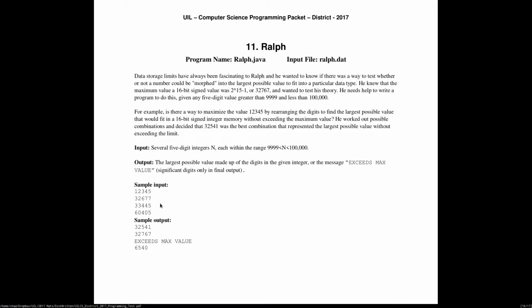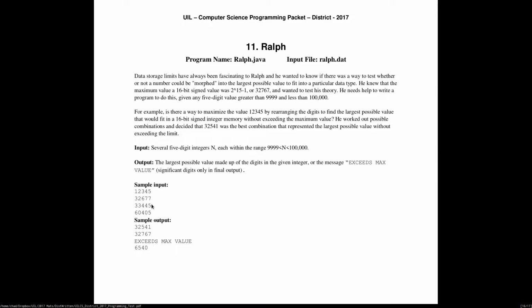But I think our idea is we want to look at this and find the largest value. The key is it's got to be less than this 32,000. And we know it's 5 digits. So we find the largest value that when we multiply it by 10,000, it's less than 32,767. And that becomes our possible leftmost digit.